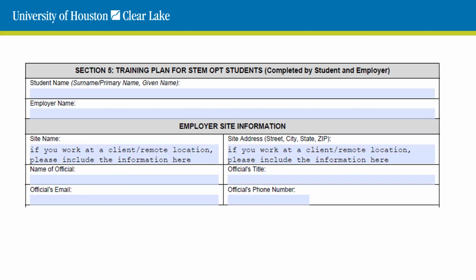Please ensure that the information in the employer site information is accurate. Where are you actually working? This may or may not be the same as the employer address listed in Section 3. This is the information that ICE, Immigration and Customs Enforcement, will use for any site visit. Clear guidance from SEVP and USCIS regarding remote work from home post-pandemic has not been released.